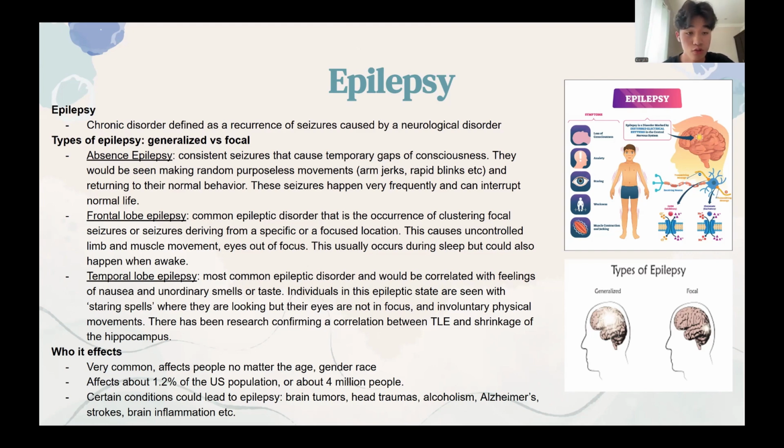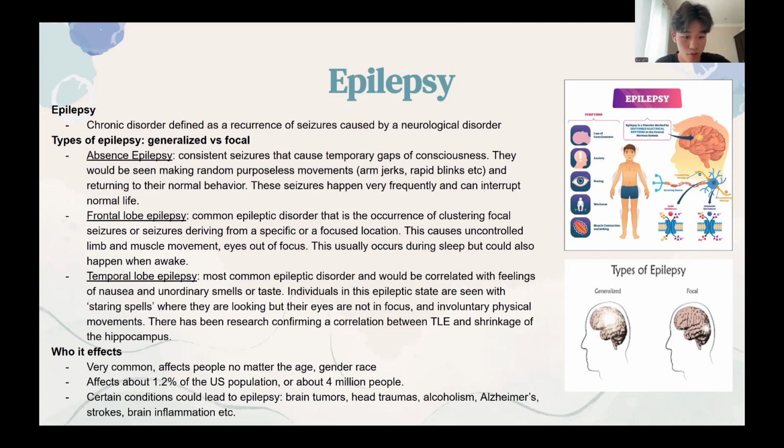Next one is frontal lobe epilepsy. This is also a pretty common epileptic disorder, and it is the occurrence of a clustering of focal seizures, which are seizures that derive from a specific or focused location. This causes uncontrolled limb and muscle movement, and it causes the eyes to move out of focus. This usually occurs when you are asleep, but can also happen when you are awake.